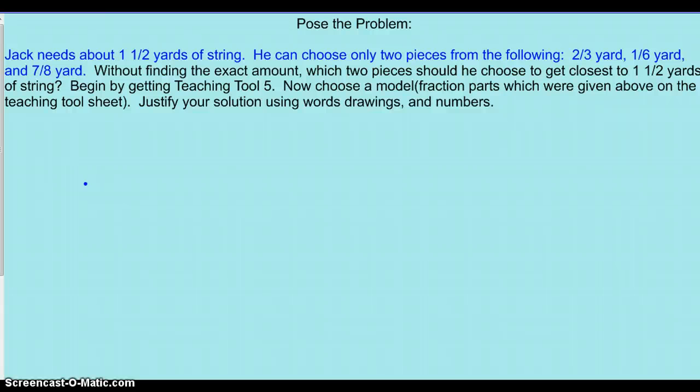Pose the problem. Jack needs about 1½ yards of string. He can choose only 2 pieces from the following: 2/3 yard, 1/6 yard, and 7/8 yard. Without finding the exact amount, which 2 pieces should he choose to get the closest to 1½ yards of string? Begin by getting teaching tool 5 out. Now, choose a model. Fraction parts which were given above on the teaching tool sheet. Justify your solution using words, drawings, and numbers. Pause the video now to do this in your math spiral.